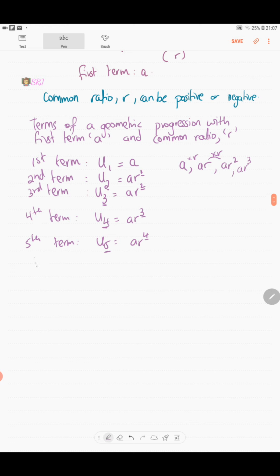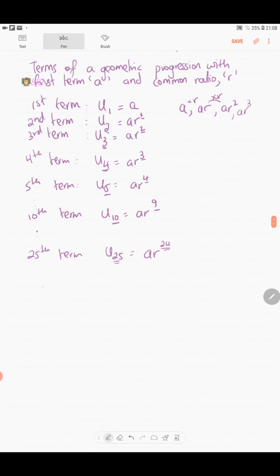So if we go on like this, we can say that the 10th term, U10, will be AR power 9. 10, here 9. So if we have the 25th term written as U25, we can write it as AR power 24. So if we continue like this, we can have our nth term written as Un. It will become AR power n minus 1. Here we have n minus 1.